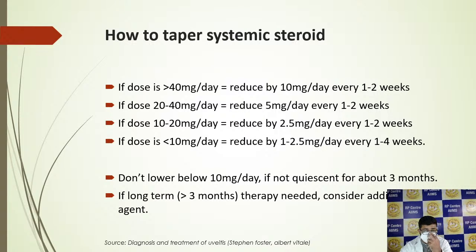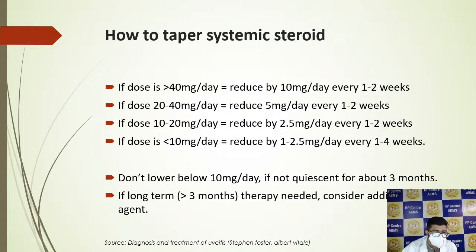So how to taper systemic steroids? In case you are using more than 40 milligram per day, you reduce it by 10 milligram per day for the next 1 to 2 weeks. If the dose is 20 to 40 milligram per day, you reduce it by 5 milligram per day every 1 to 2 weeks. If the dose which you are using is 10 to 20 milligram per day, you reduce it by 2.5 mg per day for the next 1 to 2 weeks. And if the dose is less than 10 milligram per day, you have to reduce it by 1 to 2.5 for every 1 to 4 weeks.